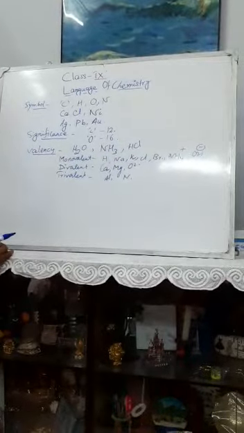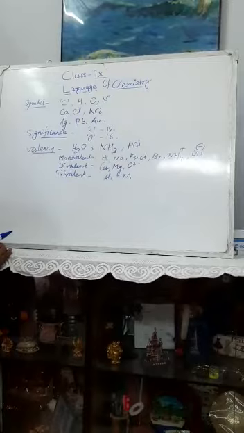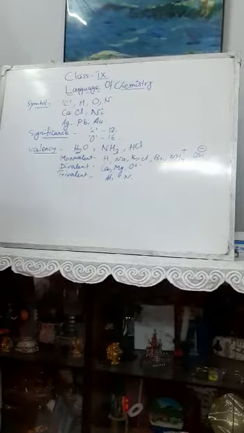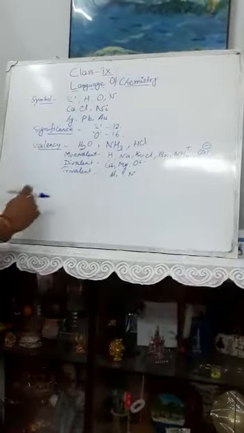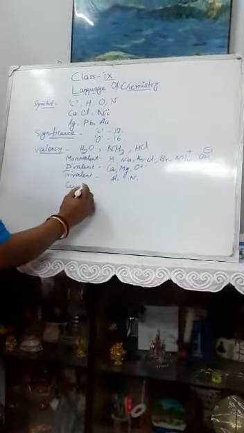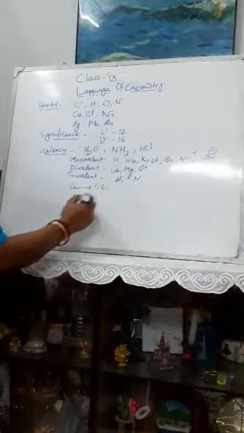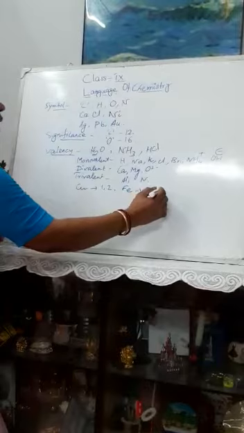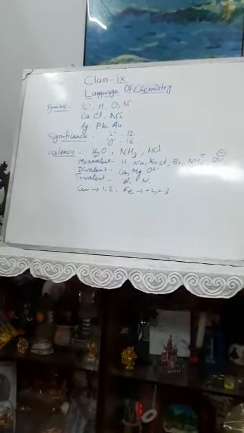Now students, some elements have variable valency. So what is variable valency? Variable valency means some atom or element or radical have more than one valency. So this is called variable valency. Suppose copper. For copper it has two valencies, 1 and 2. For iron it has two valencies. This is 2 and 3. So this is called the variable valency.